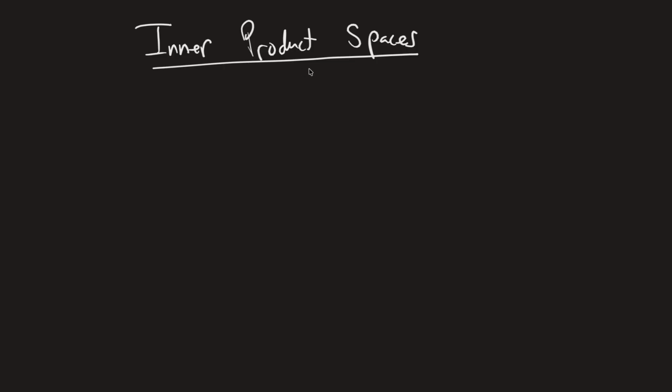In this video, we're going to introduce the idea of an inner product and also the idea of an inner product space. Now, the easiest way for me to introduce this idea is to paint an analogy with the Euclidean vector space and the dot product.